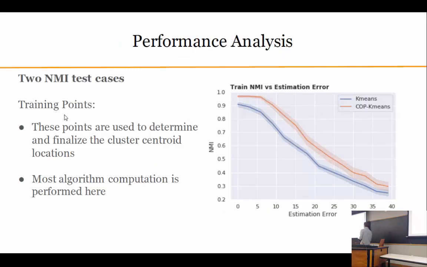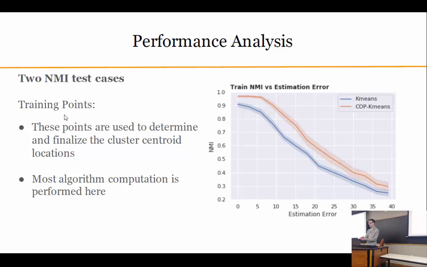So here's the first performance analysis that I have. The k-means algorithm's performance is expressed in blue, and the constrained algorithm is expressed in orange. The normalized mutual information is the y-axis here, and the estimation error is the x-axis. This estimation error is consistent across all parameters, so it's just uniform error across all parameters. As this estimation error increases, it just means that your receivers are not doing as good a job of estimating these parameters.